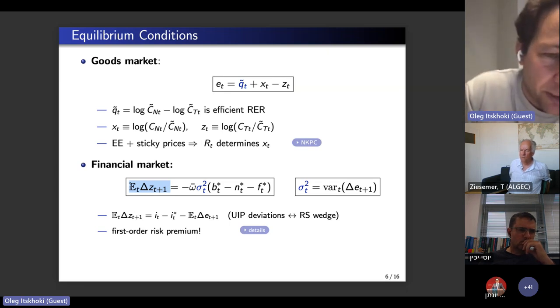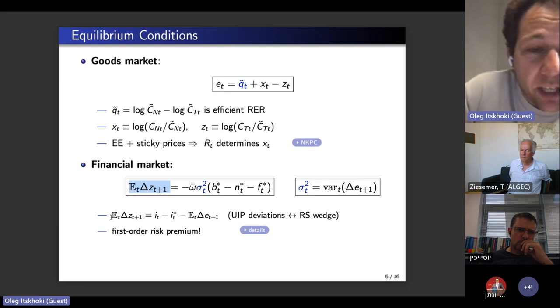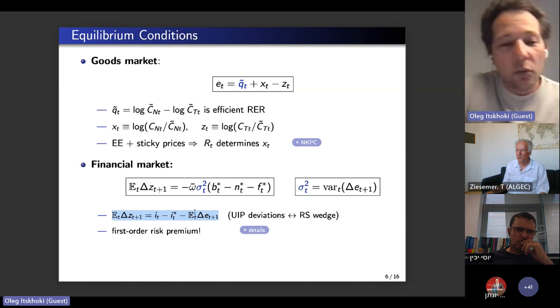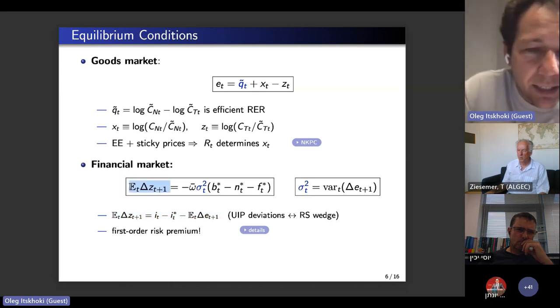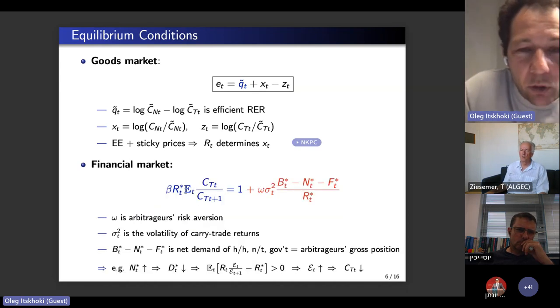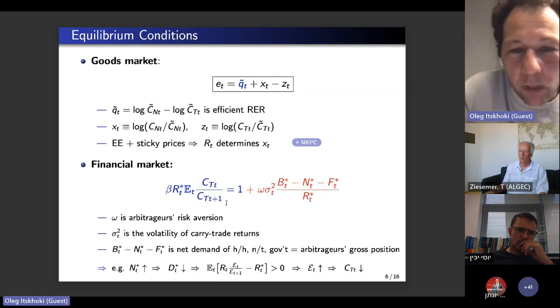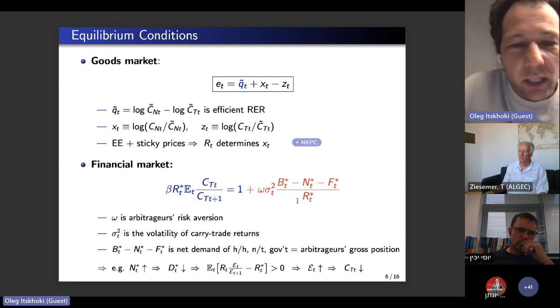From the point of view of households, that's this. From the point of view of the financial market, it's the UIP deviation, right? So if you think from the point of view of the financial market, what is that? Well, for households, it's the slope of the earlier equation, but for the financial market, it's the UIP deviation, right? And it's the same thing. The UIP deviation and the departure from the blue equality is the risk sharing wedge, and it's the same.